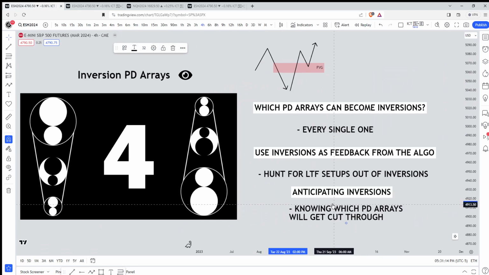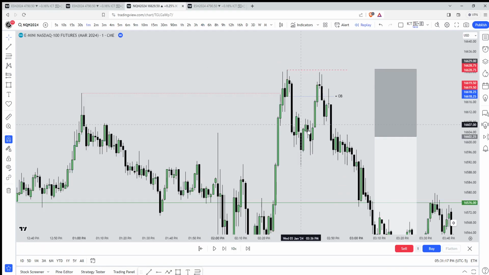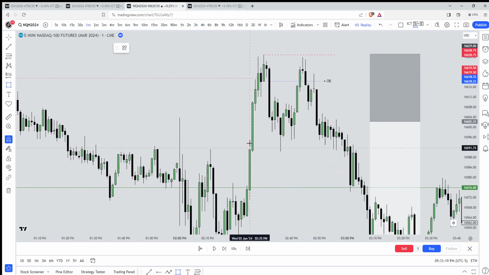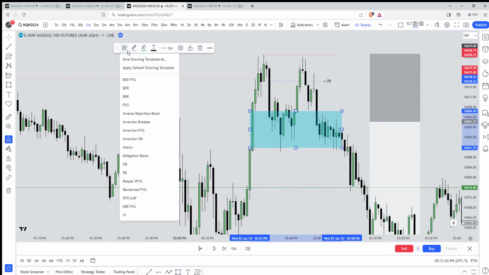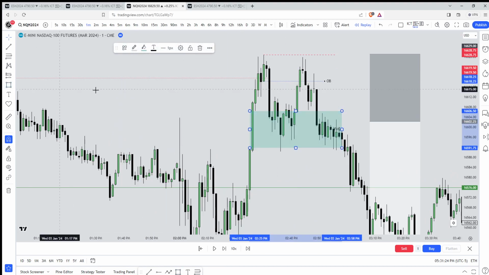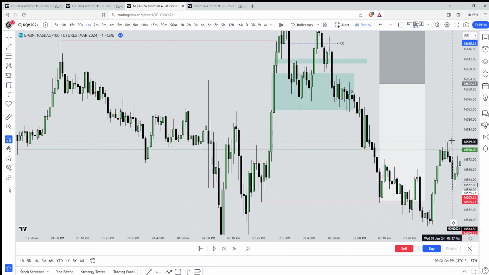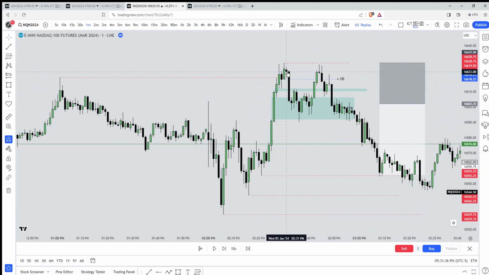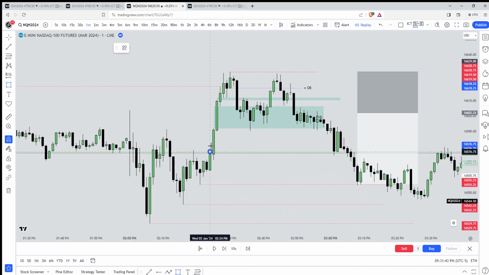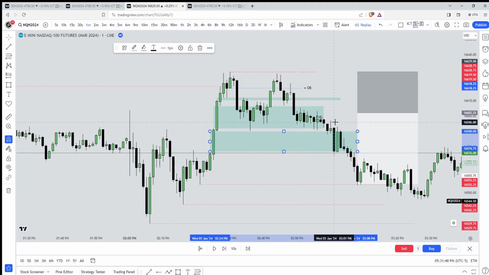Anticipating inversion PD arrays and knowing which ones will get cut through. So if we go back to this example, see the bullish PD arrays from this side? I'm anticipating for these to fail. So you'll see ICT, when he takes a short up here, he'll say, I want to see price cut through this bullish fair value gap. And the reason is because price is in a sell program. We created a change in the state of delivery bearish, and it's going to start targeting the sell stops beneath here. And if it's going to be targeting that, it's going to cut through bullish PD arrays. So these can get broken below, and they can be retested as an inversion.